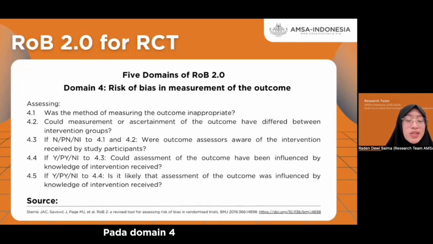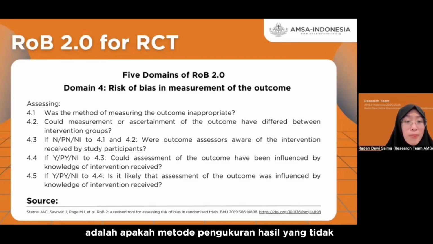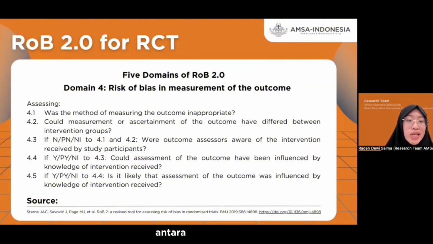In Domain 4, risk of bias in measurement of the outcome, 5 aspects are evaluated. 4.1, was the method of measuring the outcome inappropriate? 4.2, could measurement or ascertainment of the outcome have differed between intervention groups? 4.3, if no, or probably no, or no information, to 4.1 and 4.2, were outcome assessors aware of the intervention received by study participants?